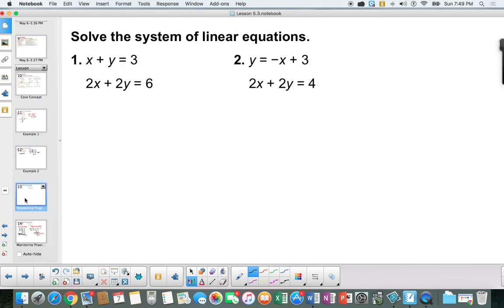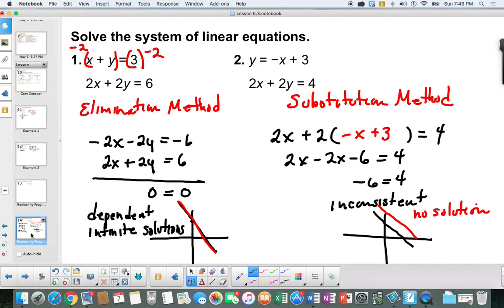Okay, I'd like you to try solving the system. Stop the screencast and see what you can do. And here's the answer. The first one I used the elimination method because the x's and the y's are already aligned, and I got 0 equal to 0, which means they are dependent, or infinite solutions. On this one, I went ahead and used the substitution method, and I got something that didn't make sense, -6 equal to 4, and that's because the two lines were parallel to each other.